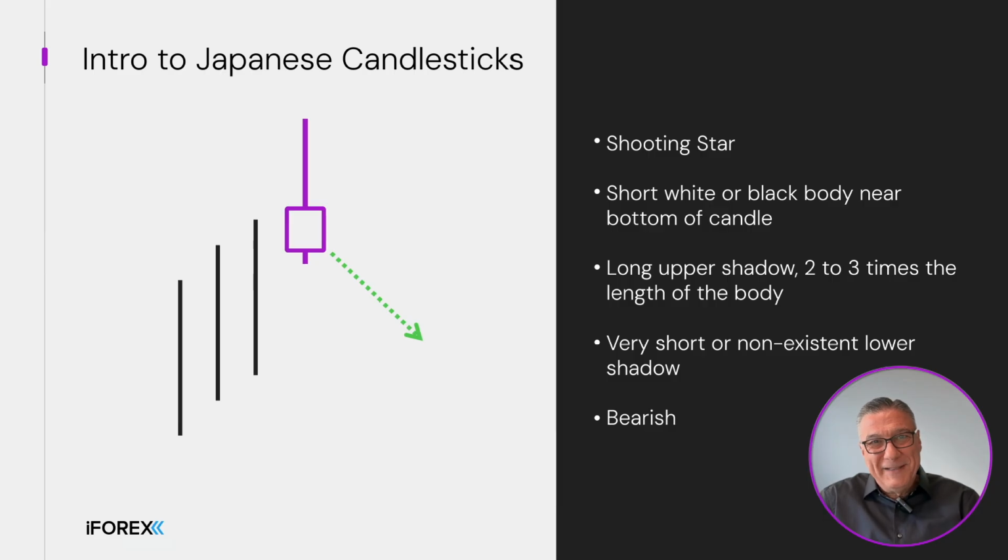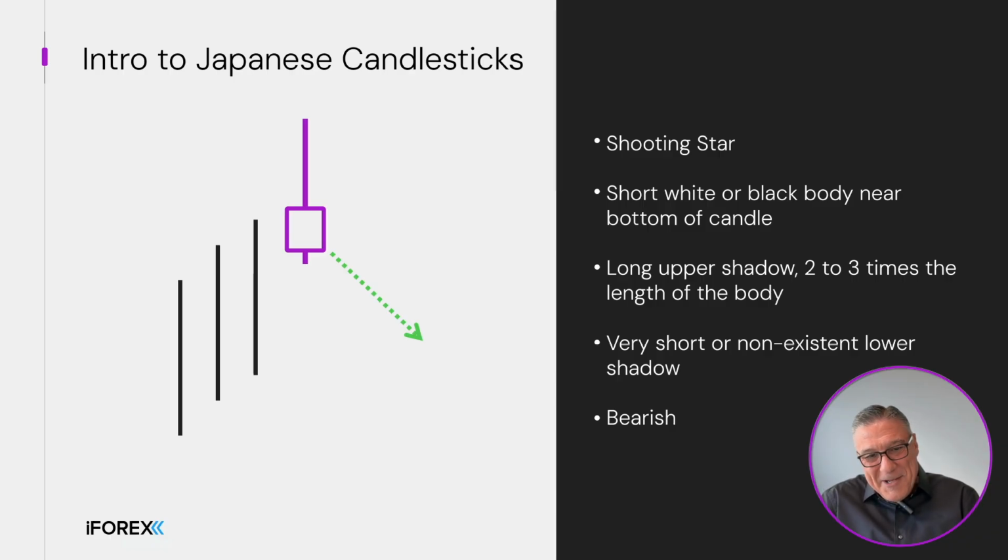Now that we covered the bullish candlestick patterns, it's time to explore the bearish ones. One of the popular ones is the shooting star. The shooting star is identified at the top of the uptrend. It has a small body of either color and a small or non-existent lower shadow. It has a long upper shadow, 2 to 3 times the size of the body.